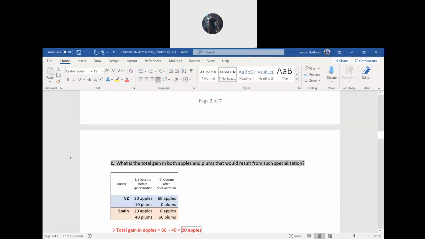All right. So what is the total gain in both apples and plums that would result from just specialization? We'll start with the initial outputs that were given, and then we'll go with the specialization-only outputs, and there's going to be a gain in both goods, and that's what we have to determine. So let's start doing this.